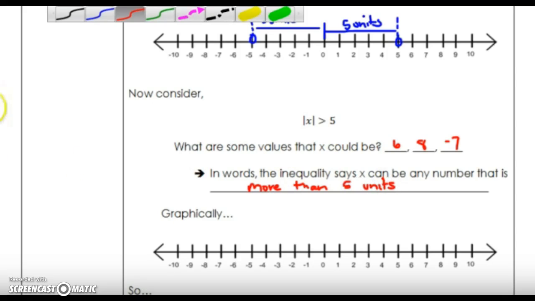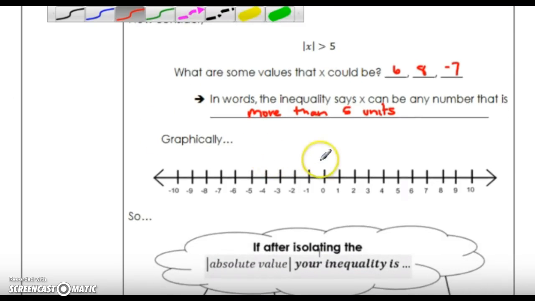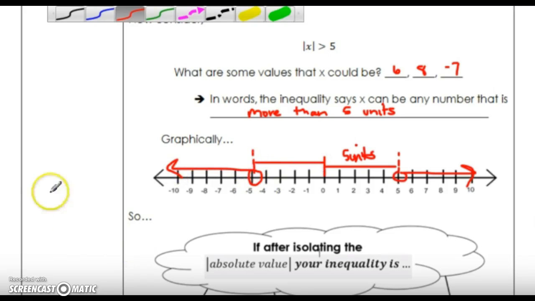So what that would look like graphically, again at 0 here, then more than 5, well here would be those 5 units, but we want more than that. So that would be anything going this direction, 5 or more, and then looking at it the other direction, we would be anything going this way. Because this is 5 units, we want more than. So not anything in here, but everything on the left or the right.